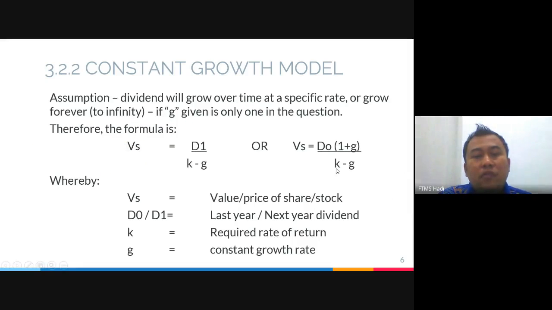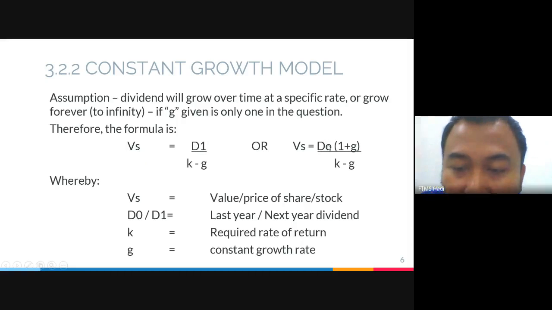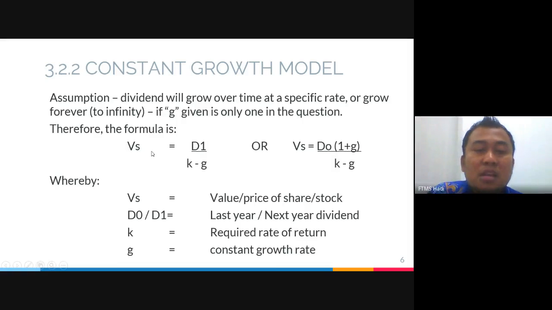Therefore, we will have two formulas, but it depends on the question. Is the question related to D1 or is the question related to D0? Later on we will see. If the question is related to D1, then Vs is equal to D1 divided by K minus G. Or if the question is related to D0, that means D0 times 1 plus G, divided by K minus G.